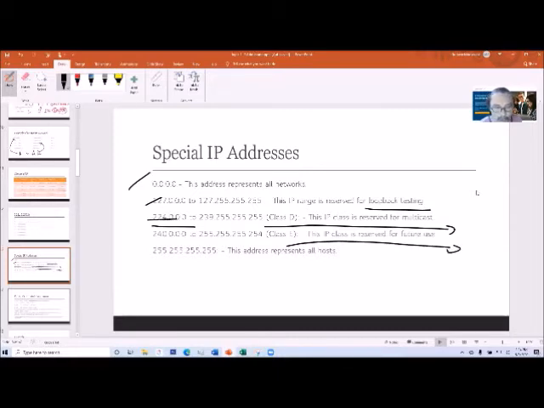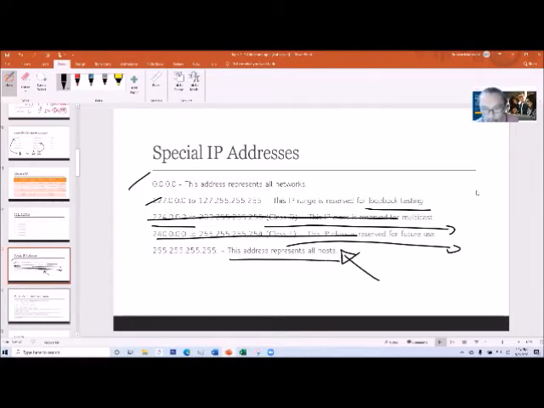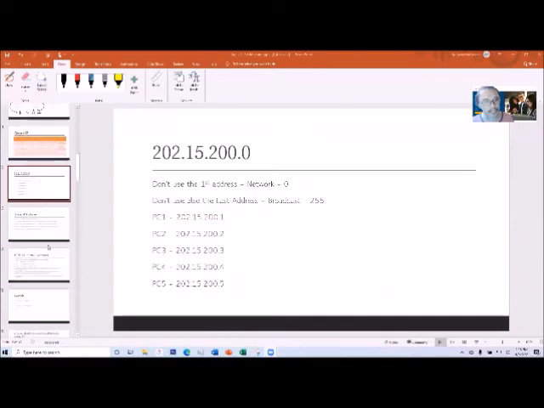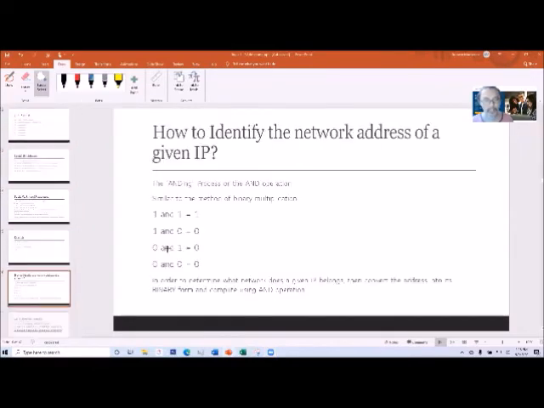So basically we don't use these IP addresses. We are not going to use 255.255.255.255 because it represents all hosts, meaning the broadcast to all. Those are the special addresses that we will not use when we are going to assign an IP to our computer. So we also have what we call public and private addresses. Take note that when you are working with IP addresses, we note what type of addresses we are talking about here.